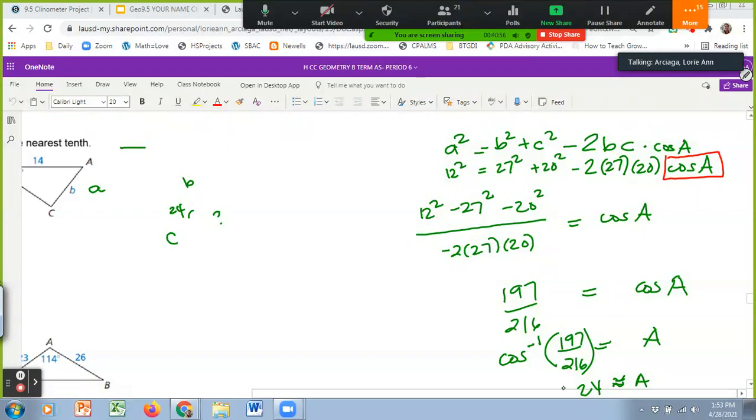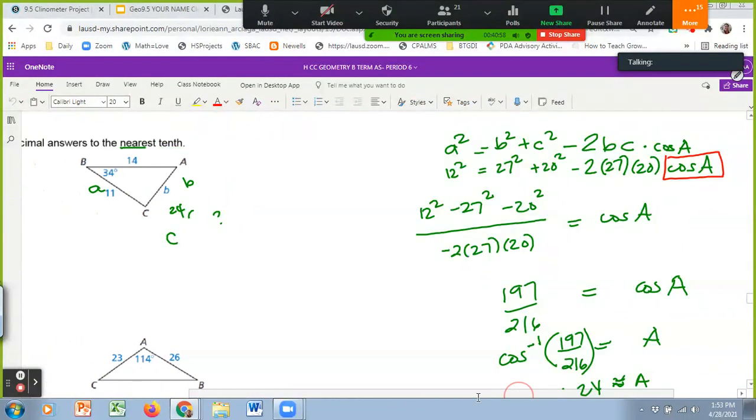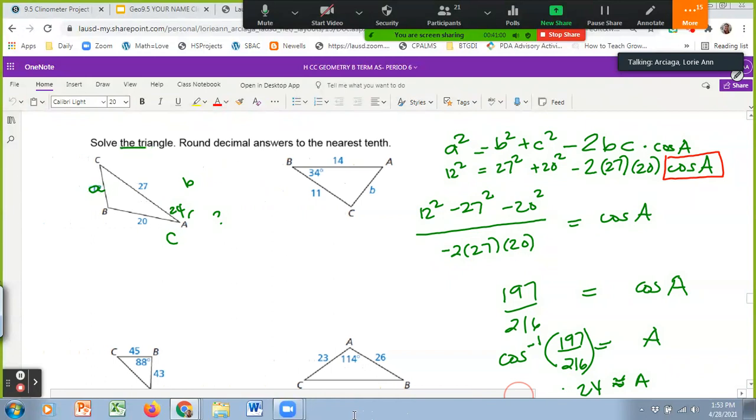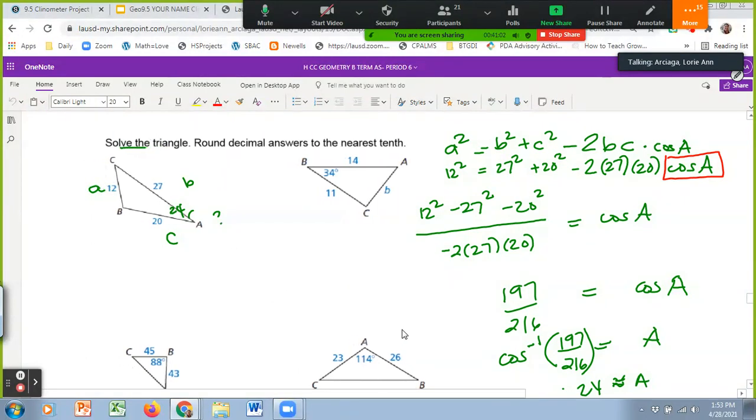Oh, what did I do? Oh, I moved it. Okay, but remember, to solve a triangle, we must find all three angles. Does that make sense? And once you have angle A, it gives you more options on how to do the next one. For example, if I want to get angle B, what are the possible methods I could use?